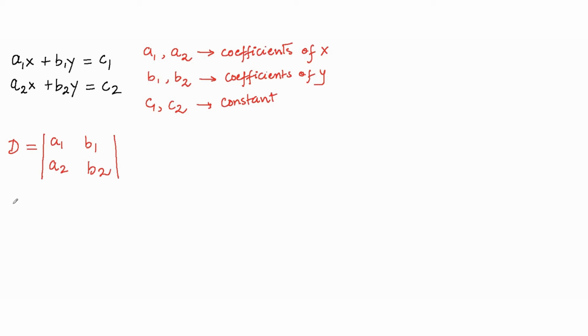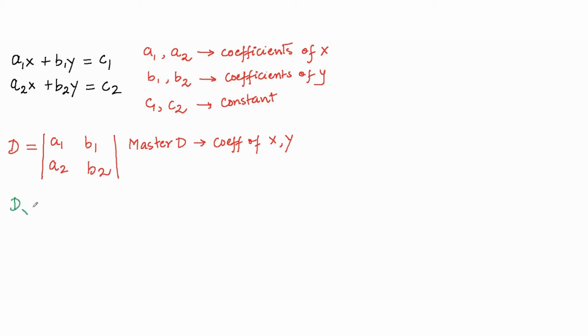So master determinant basically is nothing but the coefficients of the x and y. Then we find the determinant for x.